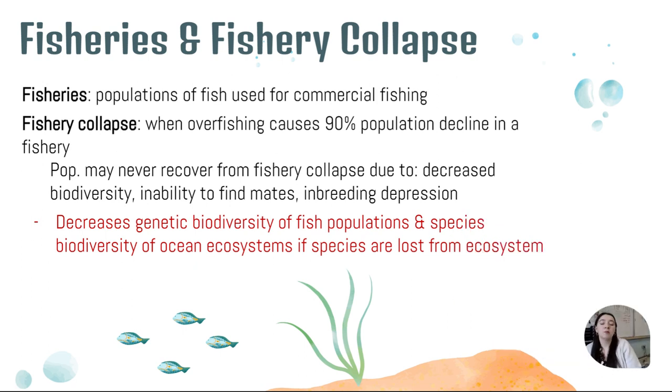Okay. So because of this, when you have such a small percentage left of your population due to overfishing, it's going to decrease the genetic biodiversity of fish populations and the species biodiversity of ocean ecosystems. The species are lost from an ecosystem. So remember, each step in the food chain is incredibly important because that's the transfer and flow of energy and matter to keep life alive.